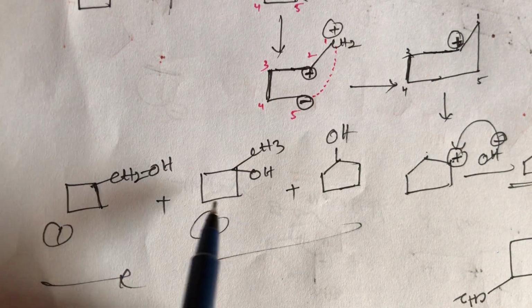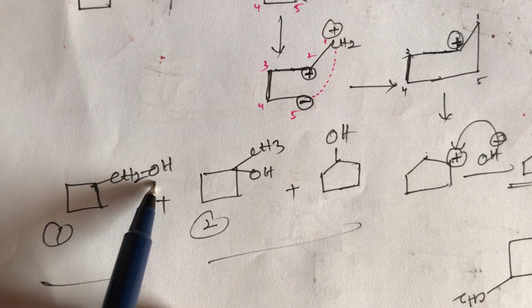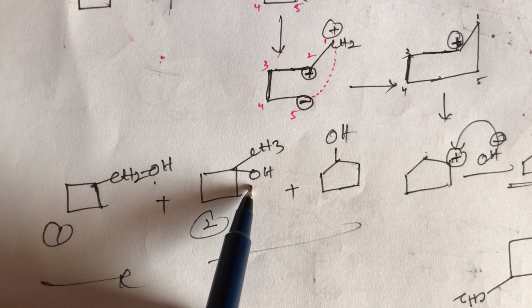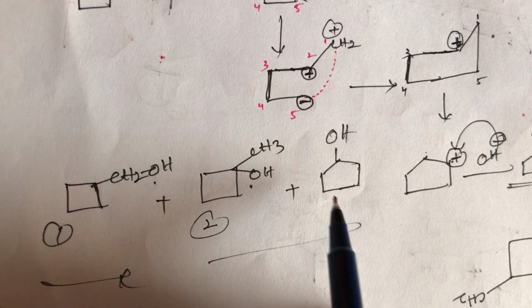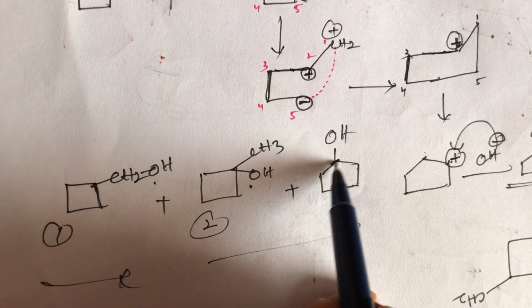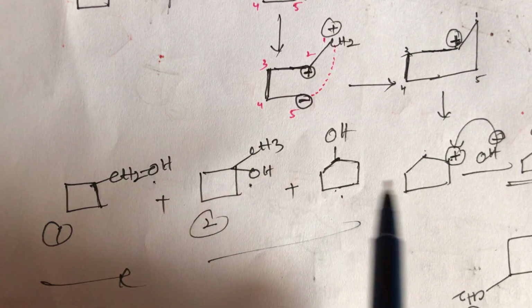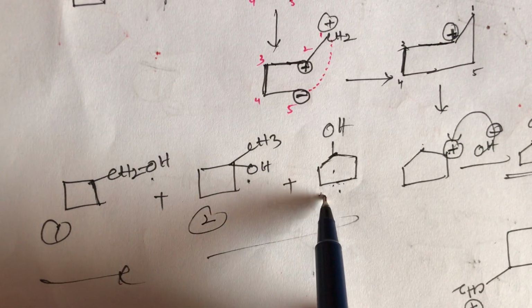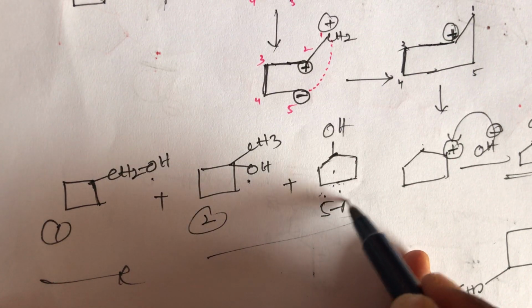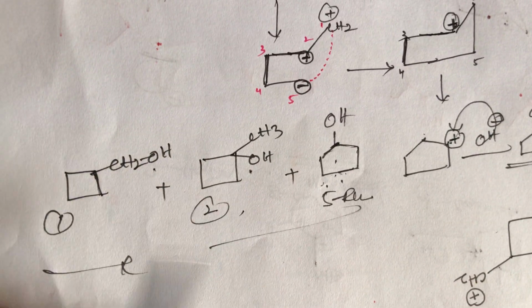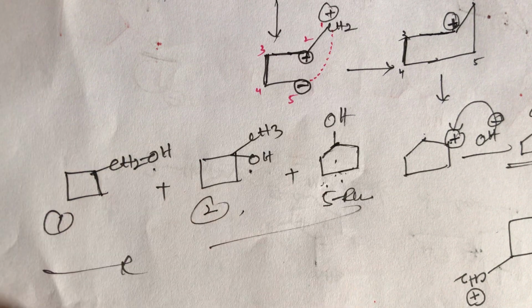All three structures are possible. Here this is a primary alcohol, in this compound a tertiary alcohol is present, but in this compound there is a secondary alcohol, cyclopentanol. It is a 5-membered ring, while these other two are 4-membered rings. So I will give the order. What is the order?